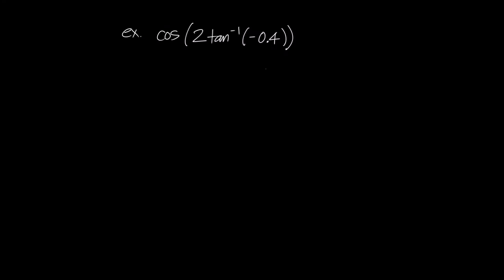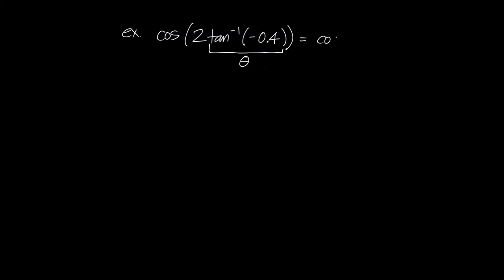All right, last example. I apologize for this video being pretty long. Here's the last example. Here we have cosine of 2 times inverse tan of negative 0.4. Well, as before, this part right here represents an angle. So I'll call it theta, alpha, beta, doesn't matter. I'll call it theta over here.